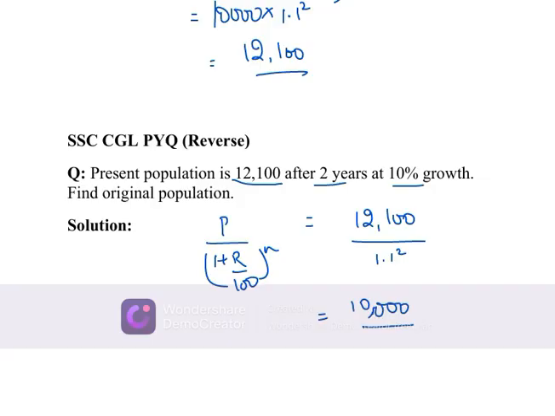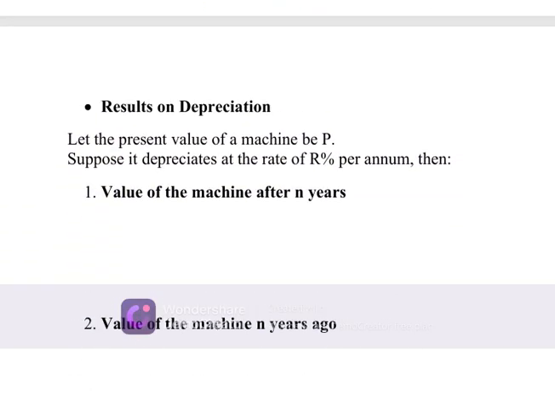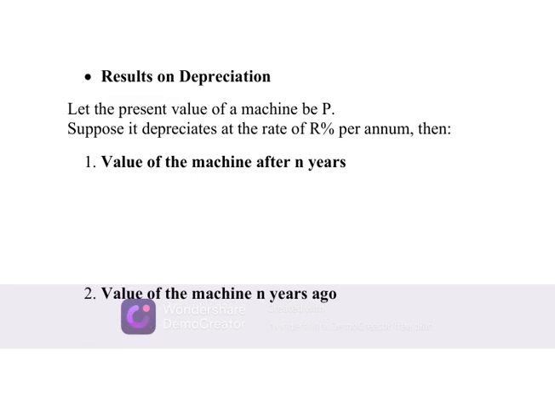So let's move on to the next topic. Similar topic, results on depreciation. Earlier there was an increase in the population. What happens if there is a decrease in the price of a commodity? Suppose there is a machine whose present value is P and it depreciates at the rate of 8% per annum. So the value of the machine after n years, as you must be knowing, we will subtract: P times (1 minus R by 100) to the power n. So this will be the formula for finding the value after n years.